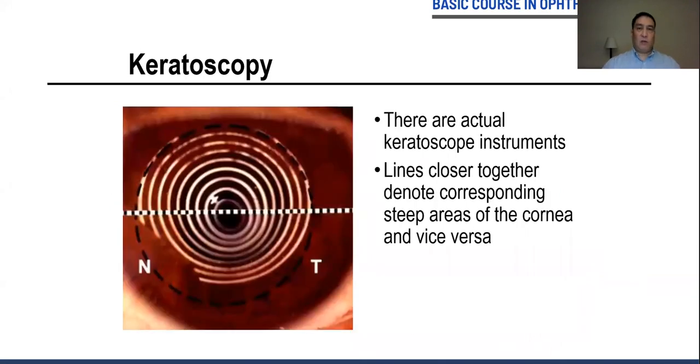There used to be, not anymore, actual keratoscope measurements. What this image tells you is that lines that are closer together denote corresponding steep areas, and lines that are farther apart would mean that areas of the cornea are flatter, pretty much like a topographic map of the mountains, if you've ever had the opportunity to see some of those.